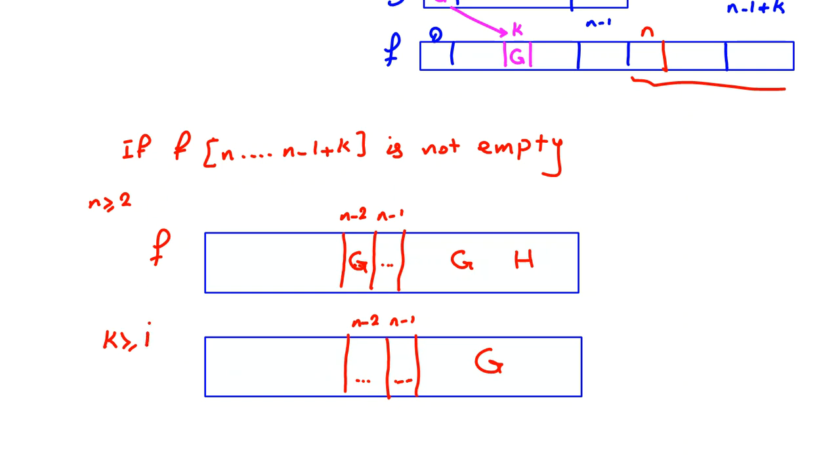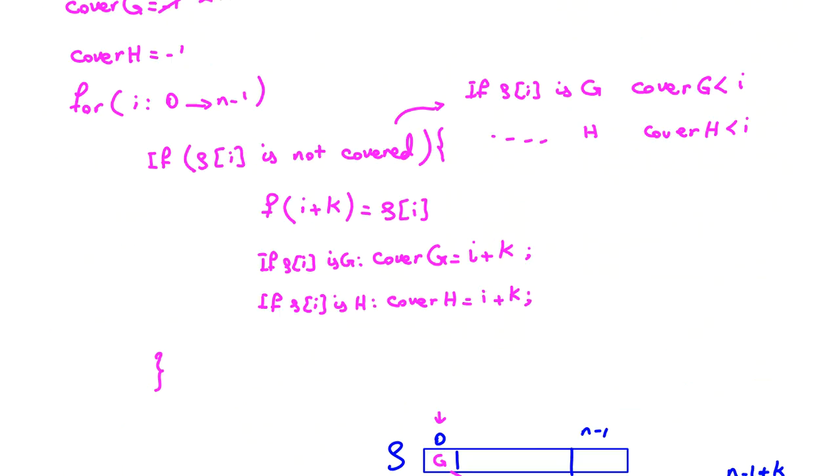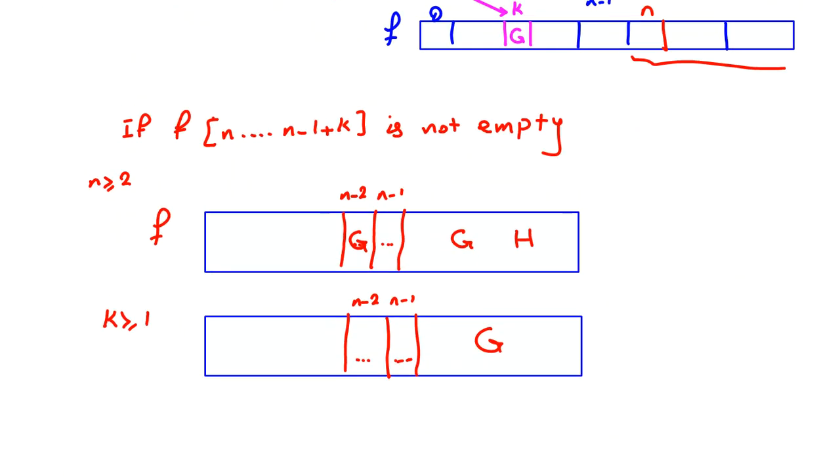K is at least 1. We've checked k 0 in the beginning here. So we can say that we always have one place for these two things. If we have two things, both of them are empty. If you have one thing here, g or h, at least one of them is empty.